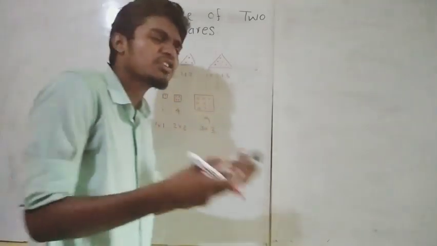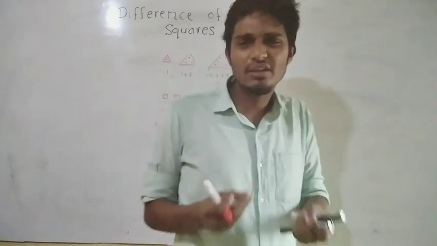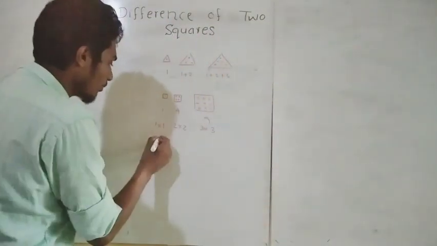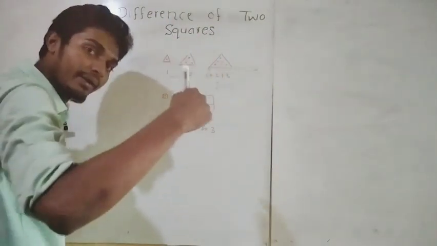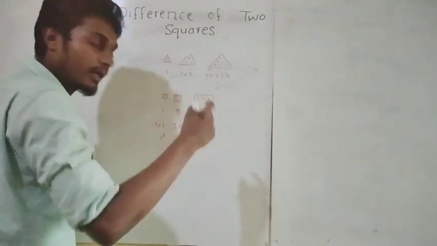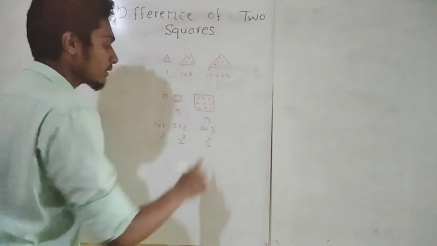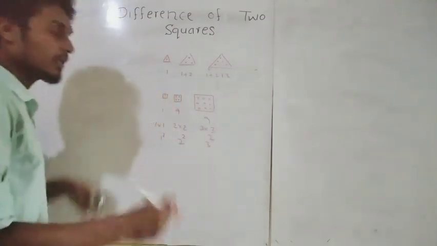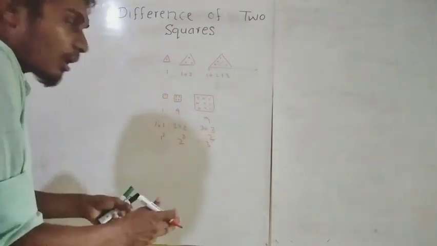So what does difference of two squares mean? Now if you consider 1 is 1 squared, a square term. 2 into 2 is 2 squared, a square term. 3 into 3 is 3 squared, also a square term. So these are square numbers.